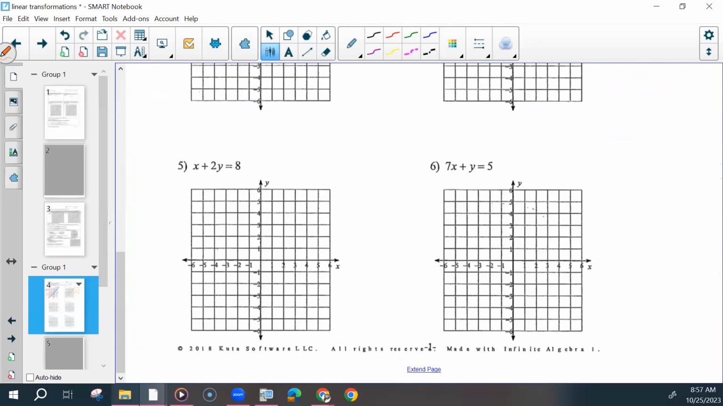But in number 5 and 6, they are not in slope-intercept form, so we have to convert them back to slope-intercept form. How would we do that? 2y equals -x plus 8, and then divide everything by 2. Our new equation is y equals -1/2 x plus 4.